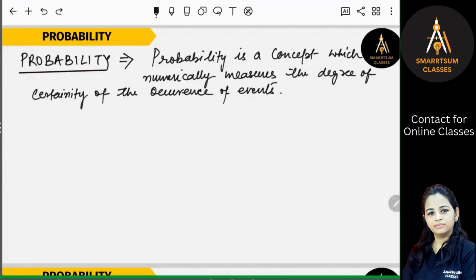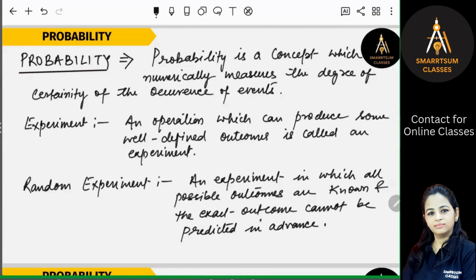What is an experiment? What do you mean by experiment? An experiment is an operation which can produce some well-defined outcomes, and that is called an experiment. Is that clear?